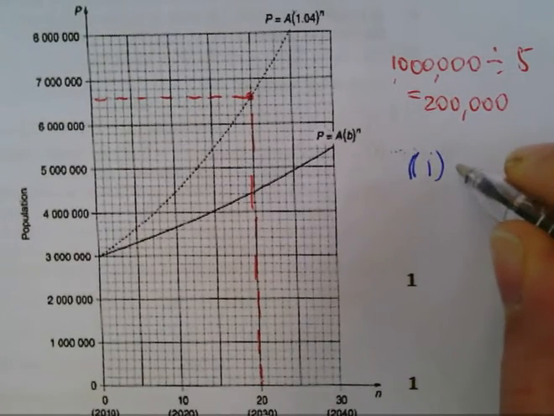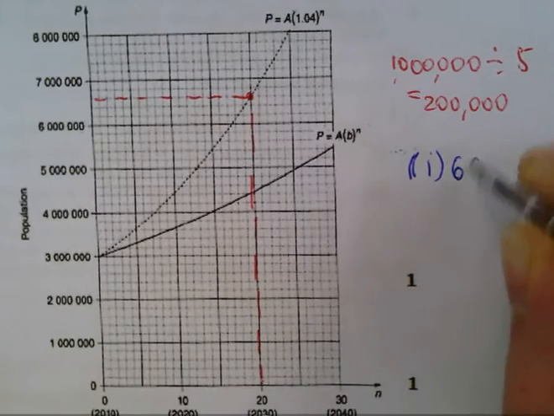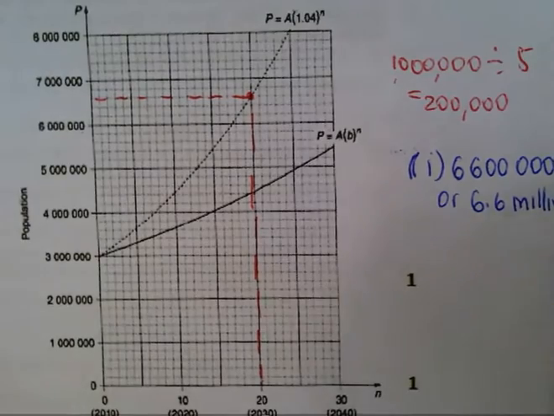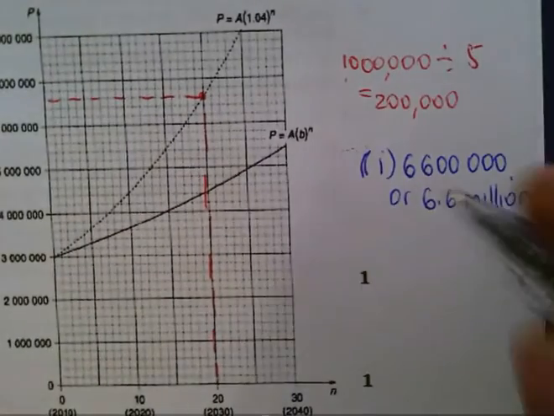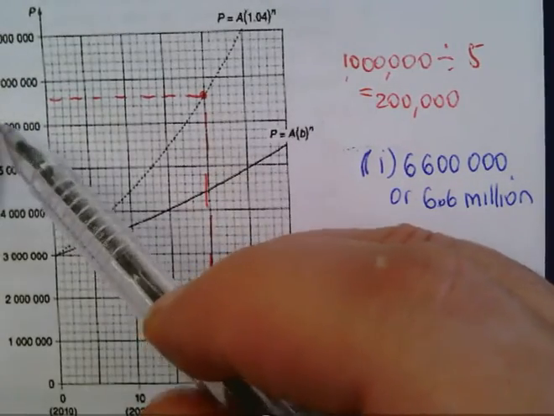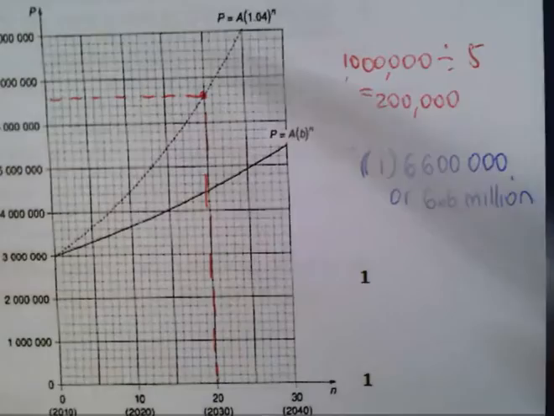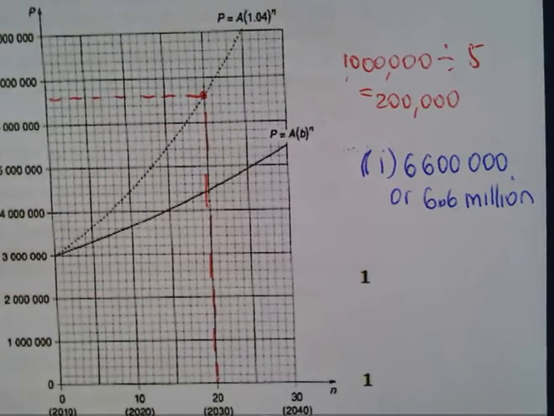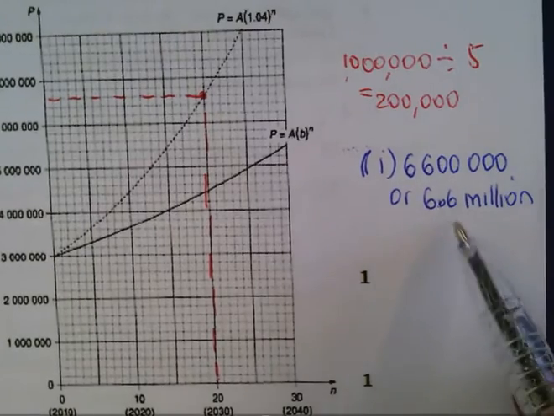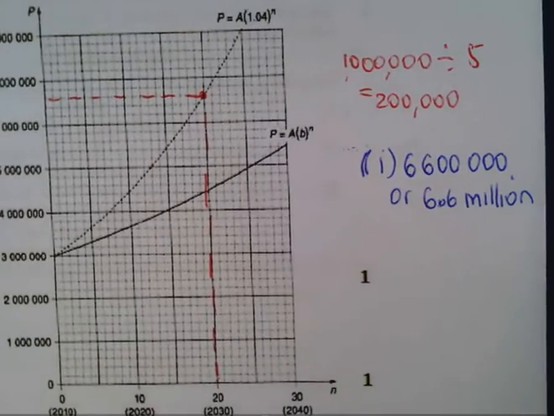In 2030, it's 6,600,000 or 6.6 million. Please make sure you read it carefully. You're lucky that it doesn't just say 6 and in brackets million, because people might put 6.6 without units, but 6,600,000 is fine. Or you could write 6.6 million.